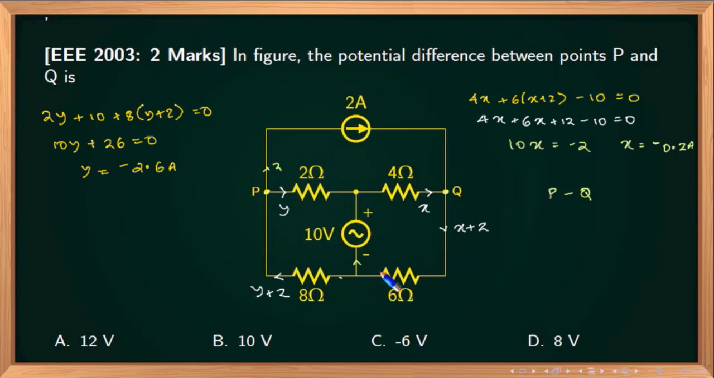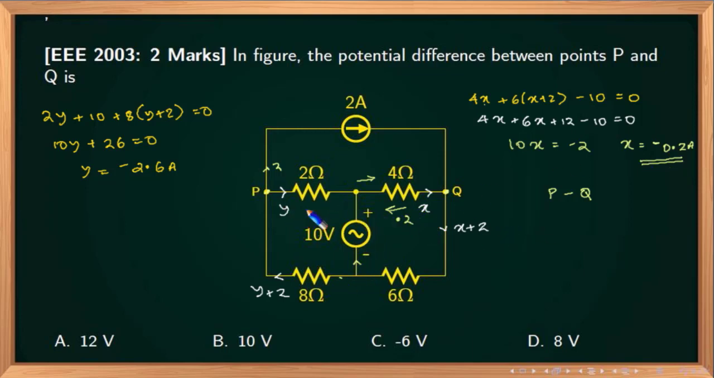So if I take this particular loop, I am traveling in this direction. So it is 4 into X, 4X plus 6 into X plus 2. This current is X plus 2. So 6 into X plus 2, minus 10. I am entering the minus terminal of a voltage source, so this is minus 10, equal to 0. So 4X plus 6X plus 12 minus 10 is equal to 0, and I get the value of X as minus 0.2 amperes, which means that current flows in this direction and the magnitude is 0.2. I have taken the direction as this, I got a minus sign, which means that current flows in this direction and the magnitude must be 0.2.